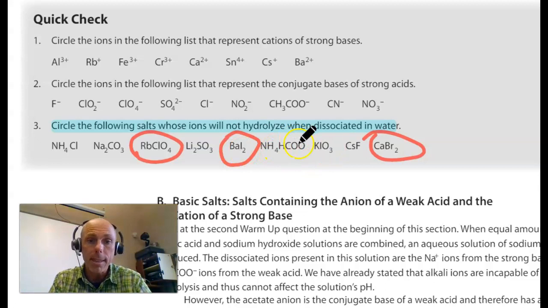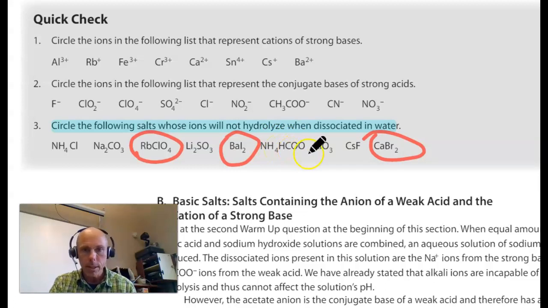Ammonium methanoate has a weak acid and a weak base in it, so we'd have to look at the Ka versus the Kb to know whether the pH would be above or below 7, but the ammonium being a weak acid and the methanoate being a weak base means that it will hydrolyze water and the pH would either be above or below 7. Potassium iodate will hydrolyze water. Potassium won't. It's a group 1 metal. It's not a weak acid, but iodate is a weak base. It's the anion of iodic acid.